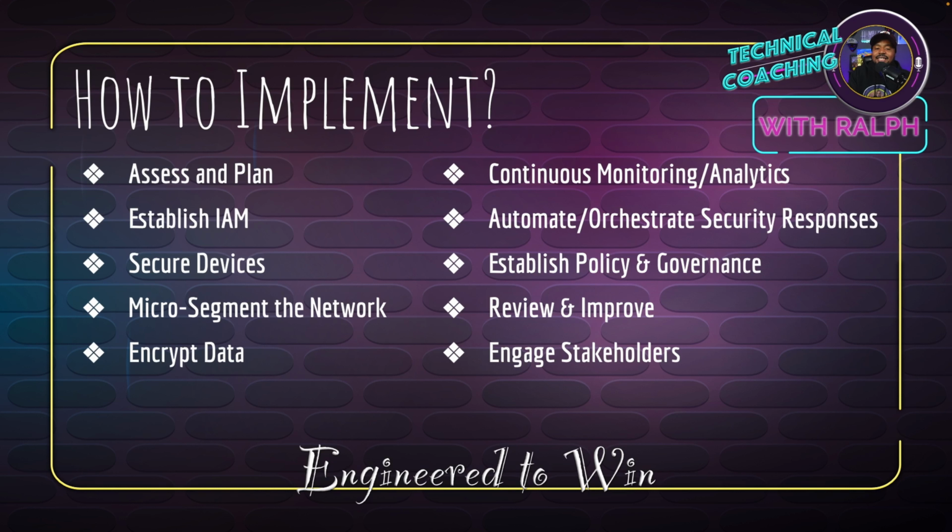So use a single sign-on to streamline access while maintaining security. Adopt a principle of least privilege, apply role-based access control, RBAC, and attribute-based access control, ABAC. Regularly review and adjust access permissions to ensure they are aligned with current roles and needs. And then we have the secure the devices, right?